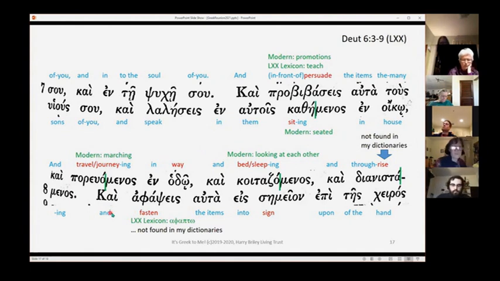Down here, and this is not found in my dictionary. I did find it in the lexicon, though, that Pat gave me, affapto, which is a verb. I fasten, and aphapsis is another version. I struggled with this one and finally found it in the lexicon under this word right here, this verb, affapto. So I'm going to fasten the items, ata, into a sign.